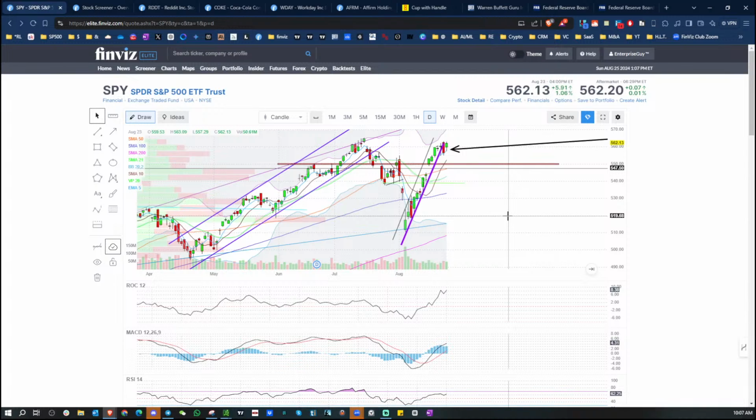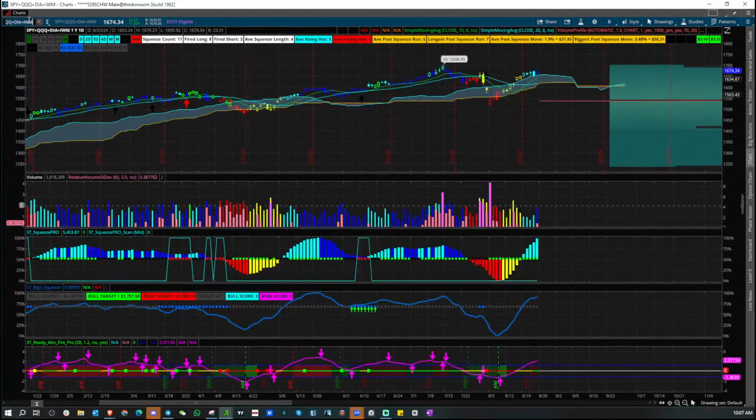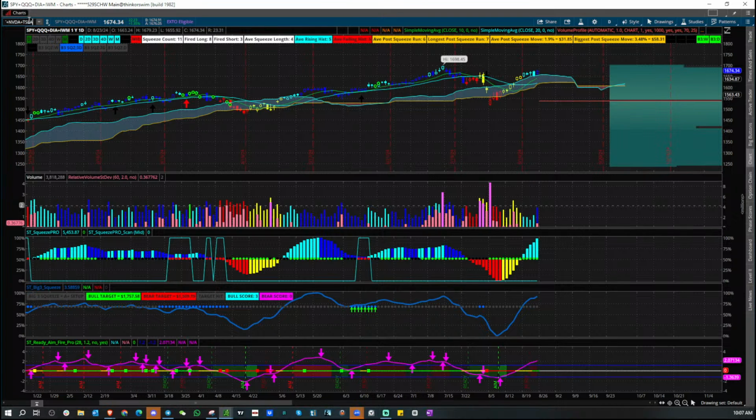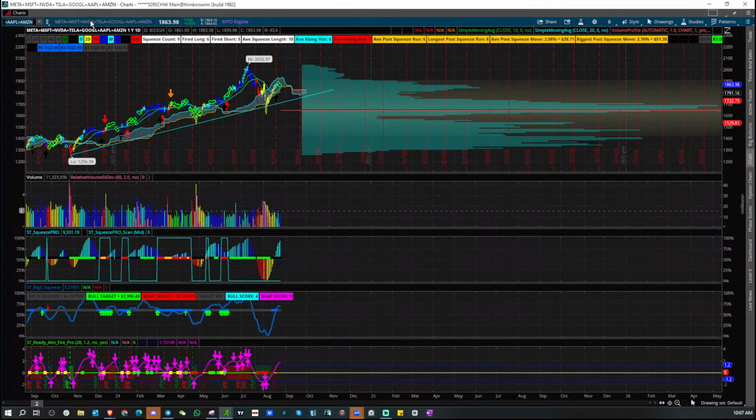Now, going from the reversal system into the trend following system, it's starting to look pretty good. If we do an analysis of the FANGs, let's do Meta plus Microsoft plus NVIDIA plus Tesla plus Google plus Apple plus Amazon. Press enter. That's seven: one, two, three, four, five, six, seven. That's the Magnificent Seven right there.